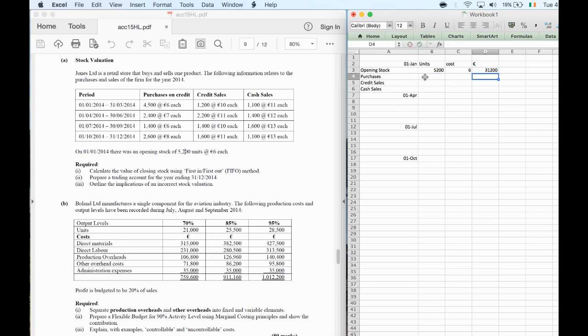And we'll add the units I got in, and take away the ones I sold, and we'll end up with the opening stock for the following month. Okay. For the following period, I bought 4.5 and they cost me 6 each. So the credit sales will be taken away. For the first period, I sold 1,200 at 10 each.